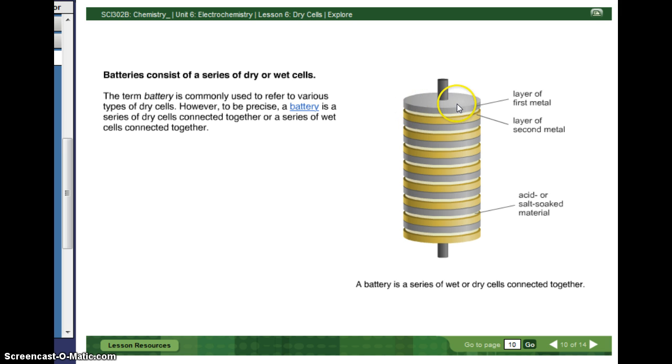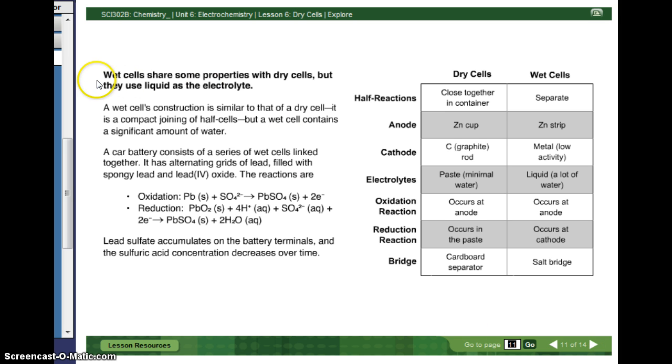We have the layer of the first metal, layer of the second metal, and then in between that beige color is acid or salt soaked material. Wet cells share some properties with dry cells, but they use liquid as the electrolyte. A wet cell's construction is similar to that of a dry cell. It is a compact joining of half cells, but a wet cell contains a significant amount of water.